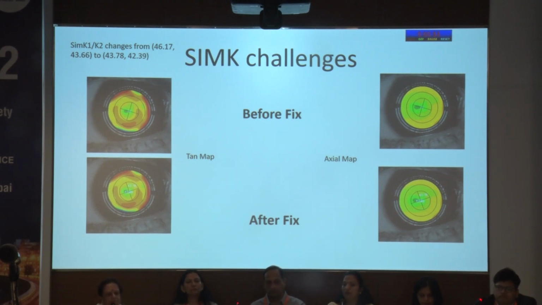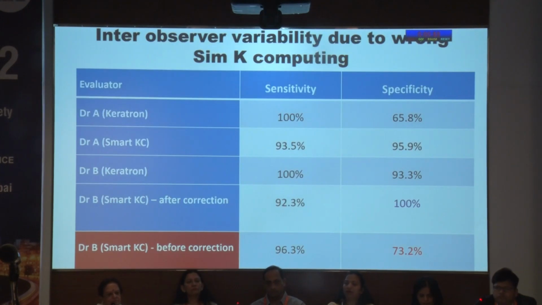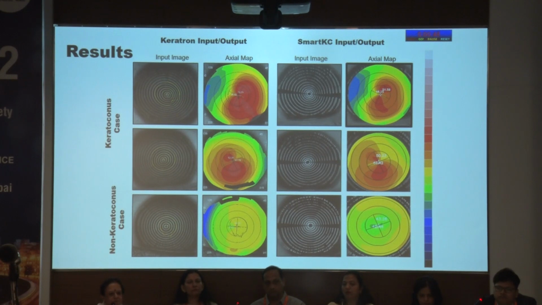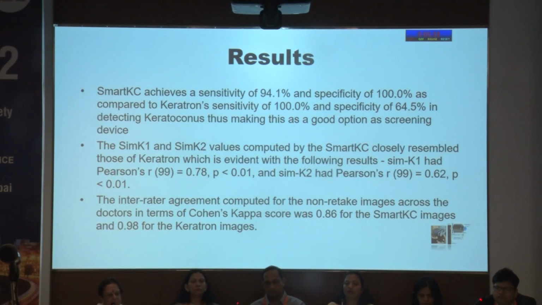So once this got corrected, if you go and see, after correction it became 100%. With this correction, these are comparable images. The one on this side is the Keratron, and on the other side is our Smart KC. Very comparable heat maps were obtainable. Thus, our Smart KC achieves a sensitivity of 94% and specificity of 100%, comparable to that of a Keratron. And the SimK values were also significantly comparable.